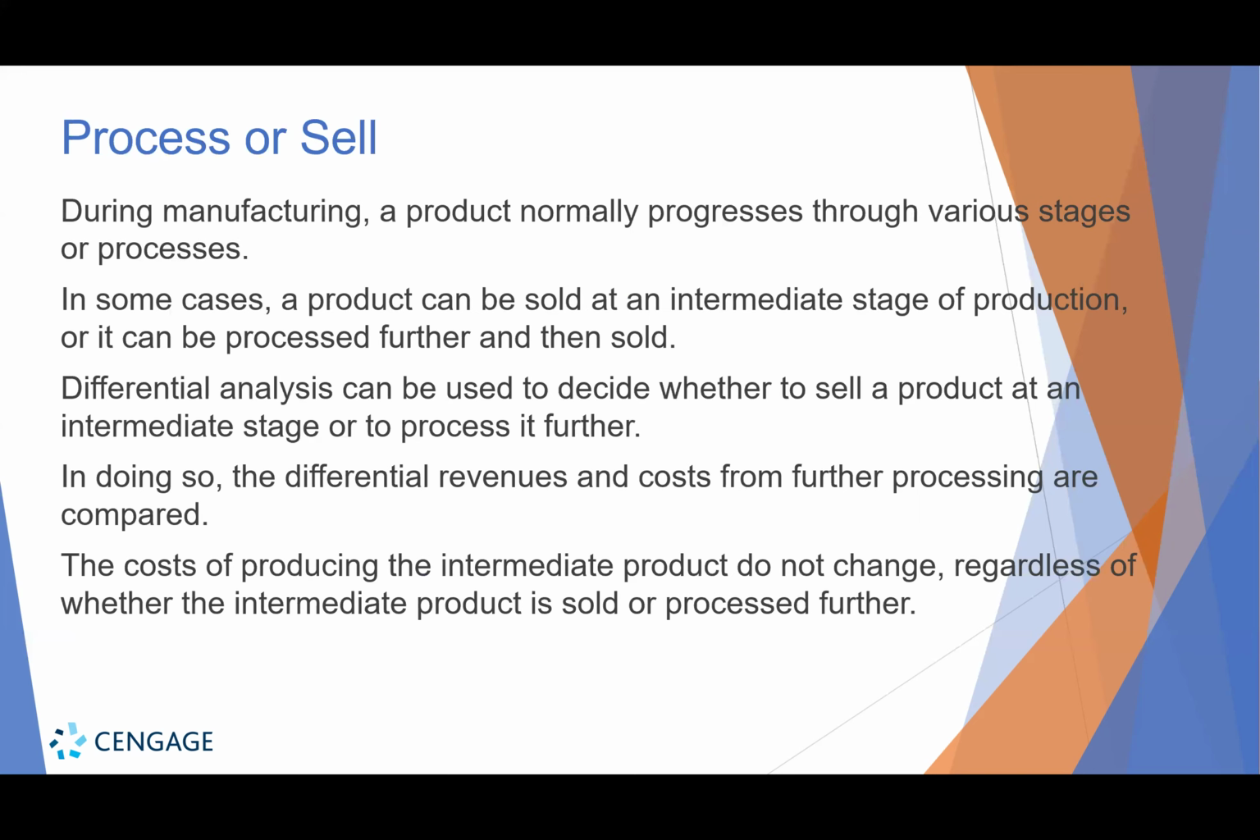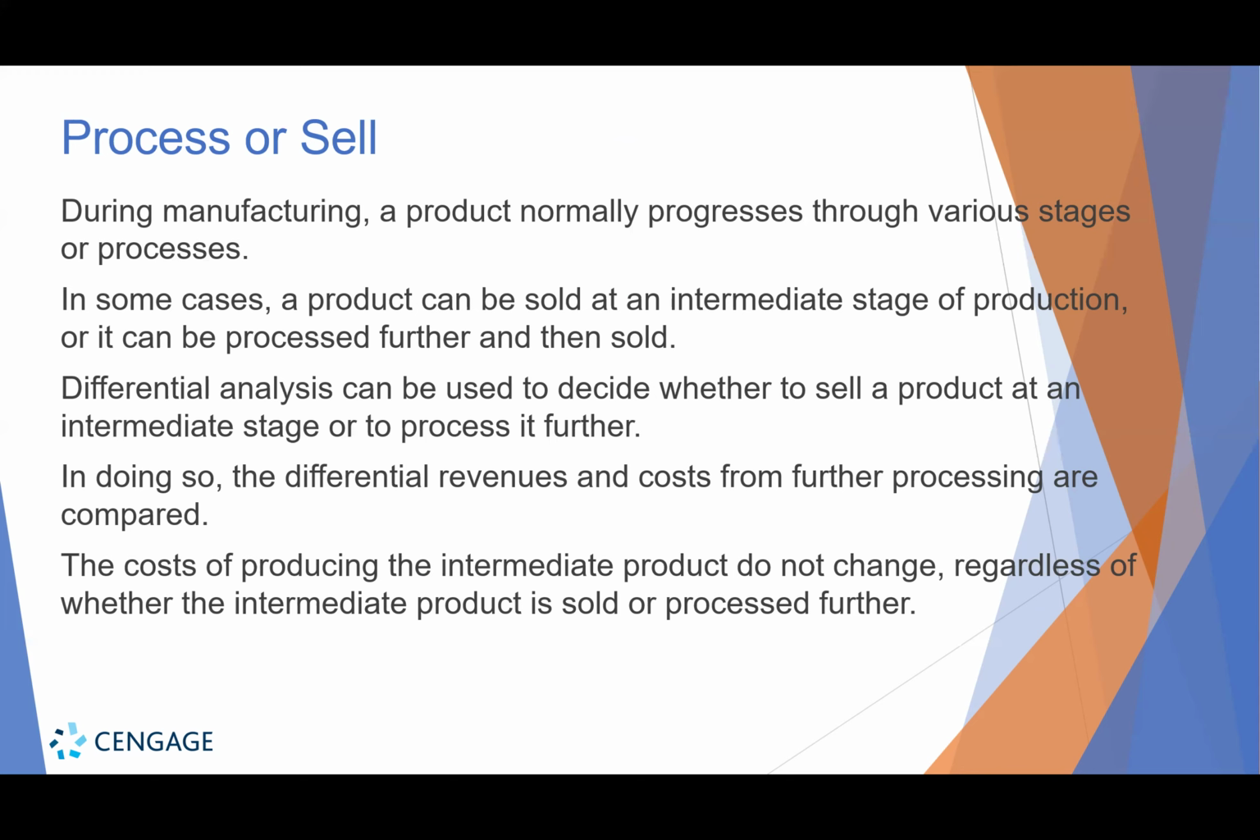Then we have processing or selling. In manufacturing, products normally progress through various stages. In some situations, we could sell a product at a certain stage of production, or we can continue processing it further and sell it. But that processing further costs money. So we can use our differential analysis to decide, do we sell a product at a certain stage, or do we choose to process it further?